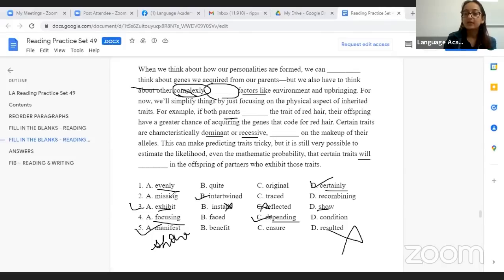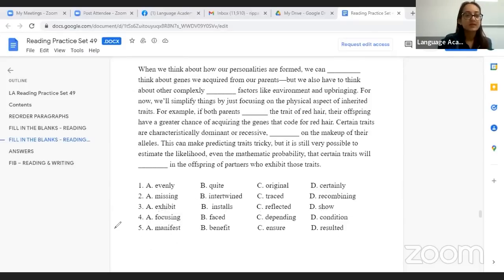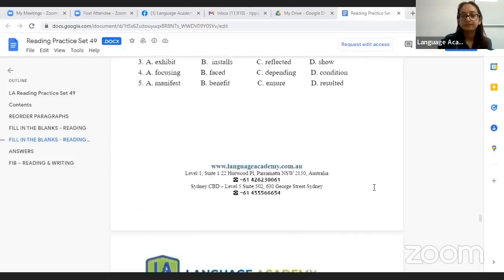Any confusions, anybody? Is it all good? Those who have selected resulted in the last one, don't do these kind of mistakes. This is going to come, a lot of things in the exam are come like this based on simple rules.